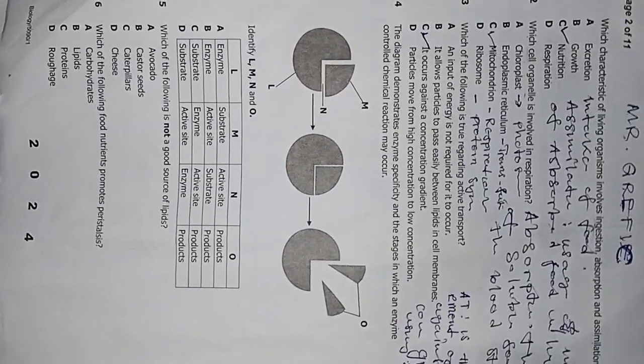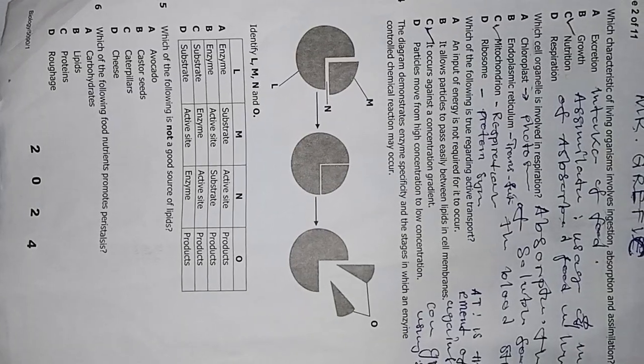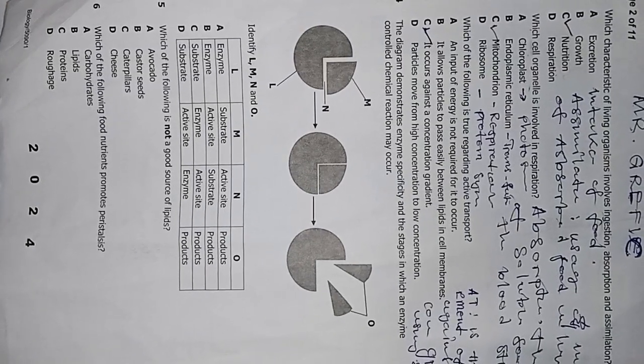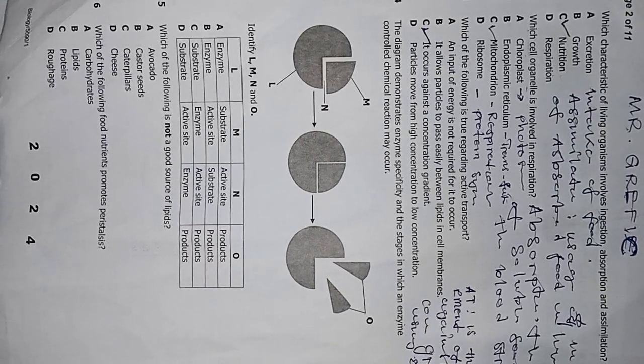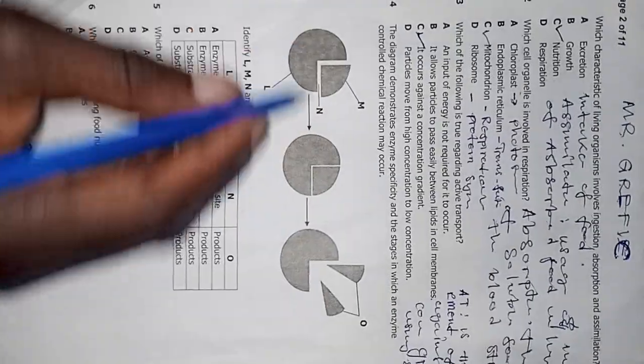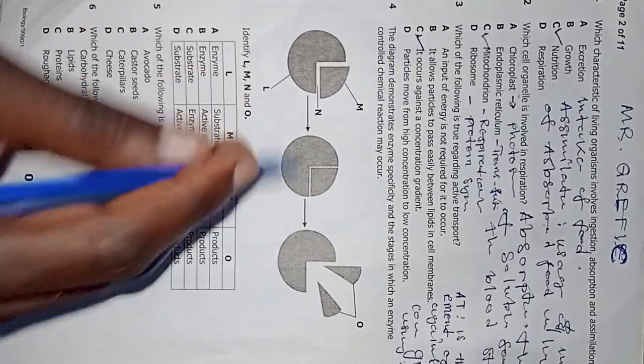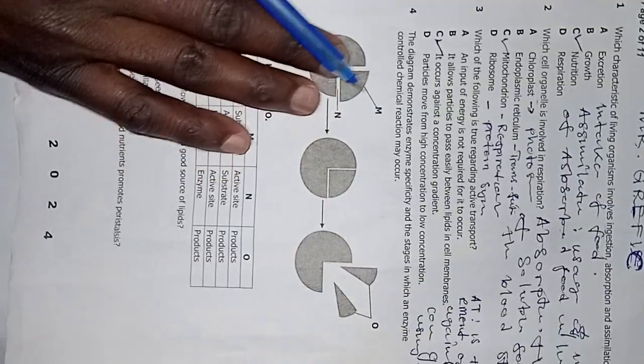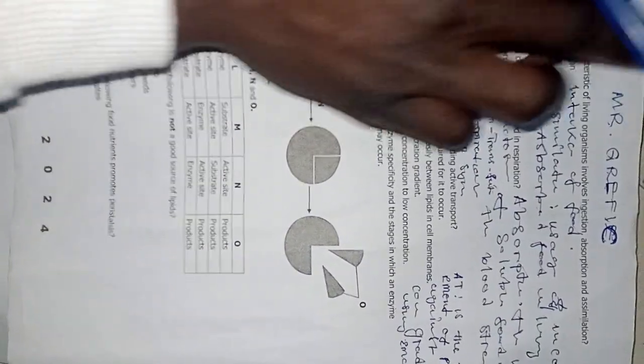We look at number 4. The question reads, the diagram demonstrates enzyme specificity and the stages in which the enzyme-controlled chemical reaction may occur. One thing that you need to understand about an enzyme, we know that an enzyme is protein in nature.